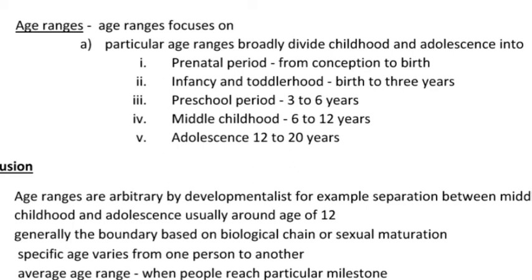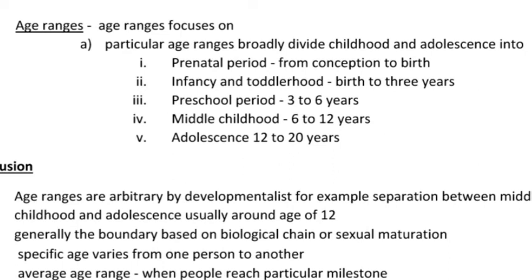Number two, infancy and toddlerhood. It belongs from birth to 3 years. Number three, the preschool period, that is 3 to 6 years. Then middle childhood, that is 6 to 12 years. And then adolescence, 12 to 20 years. And up to 20 years, most of the child developmentalists try to carry out their study.